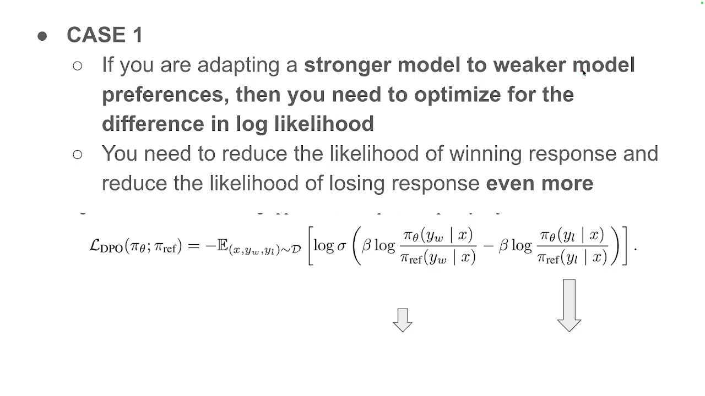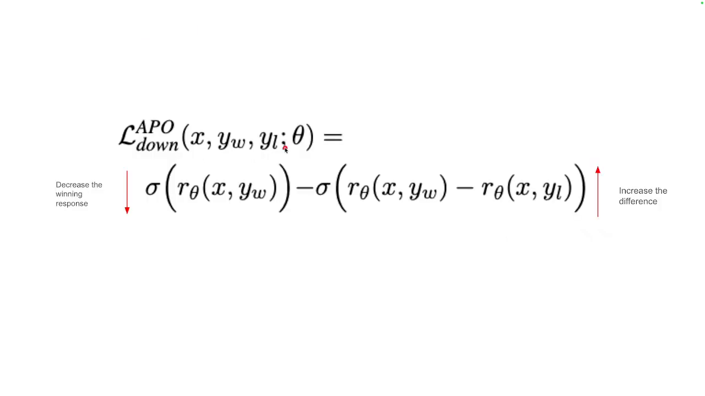But you want to reduce the likelihood of the losing response by a lot so that your stronger model is aligned. So you want the winning response to have lower likelihood and the losing response to have even lower likelihood. So this is case one. Let's see how APO balances this out.